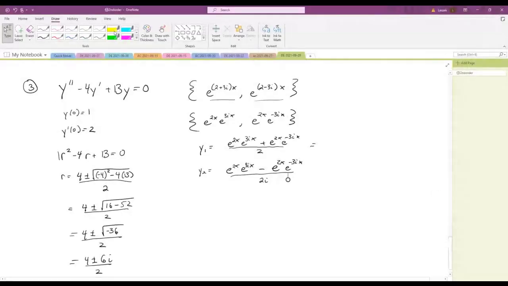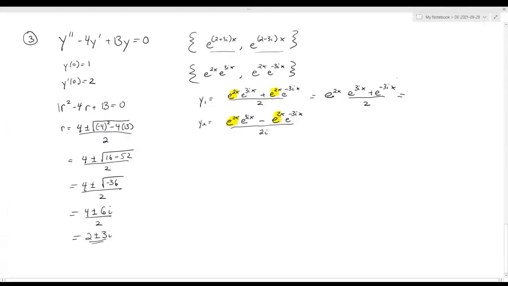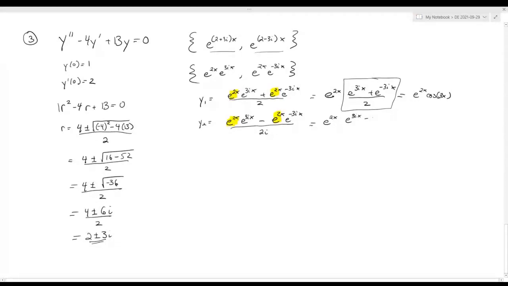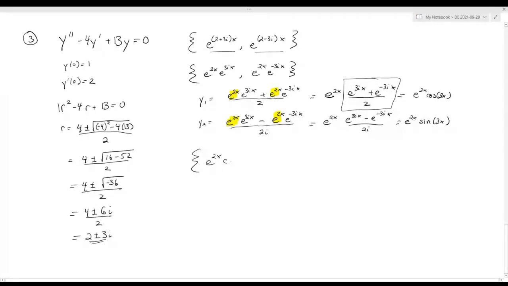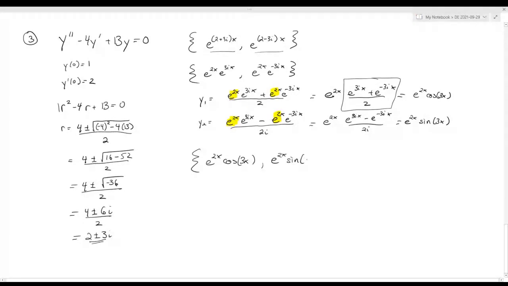We note that e to the 2x is a common factor, so we factor that out, and then we want to recognize the remaining part as a way to express cosine of 3x using exponentials. So for y2, similarly, factor out the e to the 2x, and the remaining part you'd want to recognize as the exponential way of expressing sine of 3x. So here's a different fundamental solution set, and that's the one we want to use.